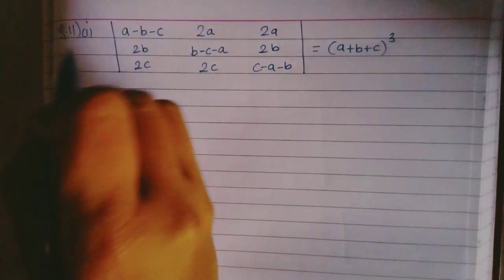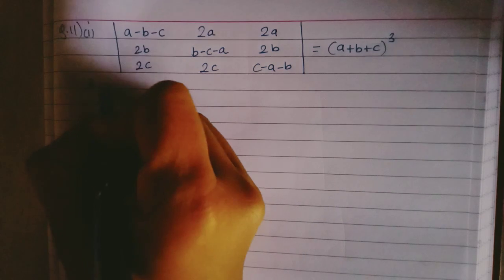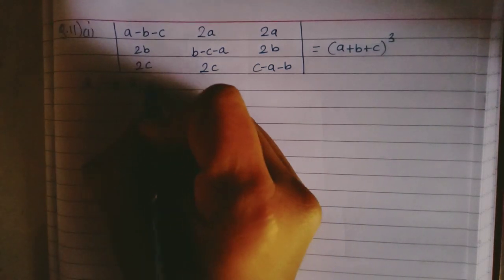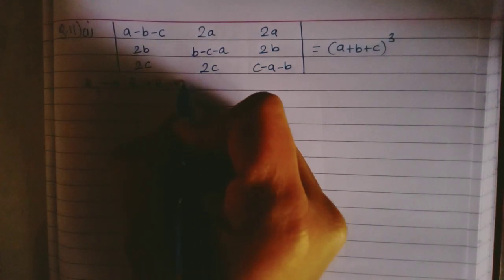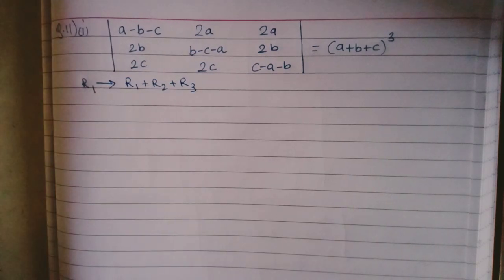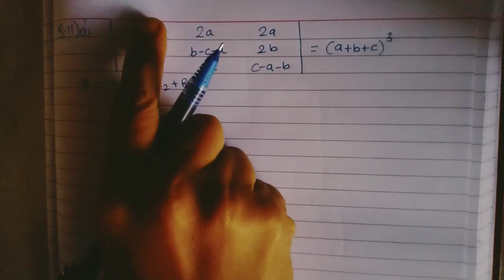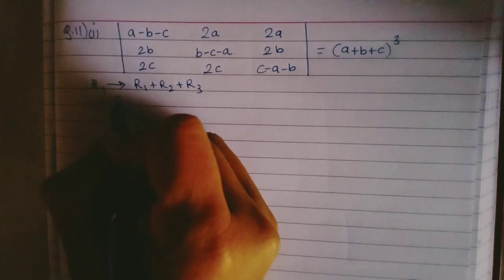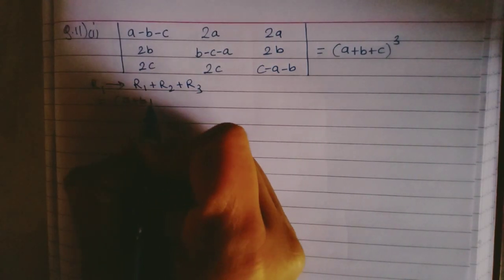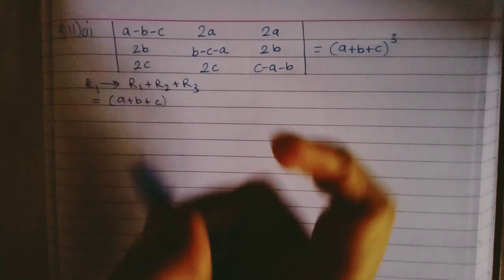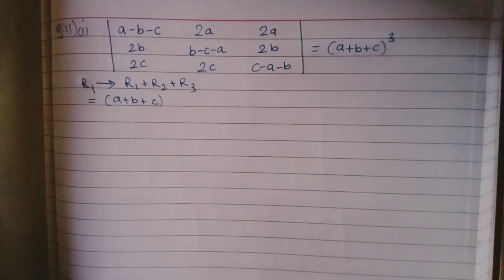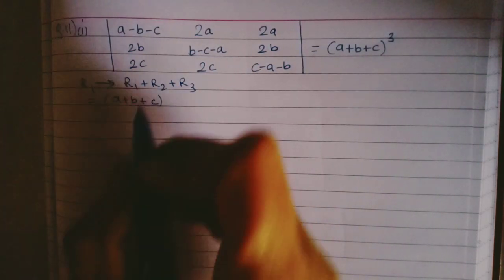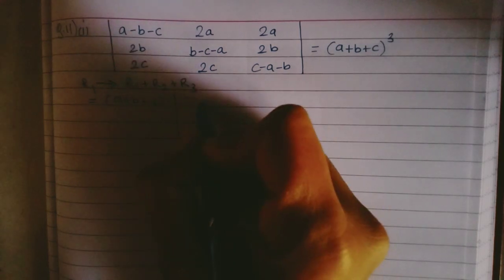So I can take here the operation on r1 plus r2 plus r3. Adding these three rows, you will get here a plus b plus c. So I'll directly write outside a plus b plus c, that is taking a plus b plus c outside from row 1.